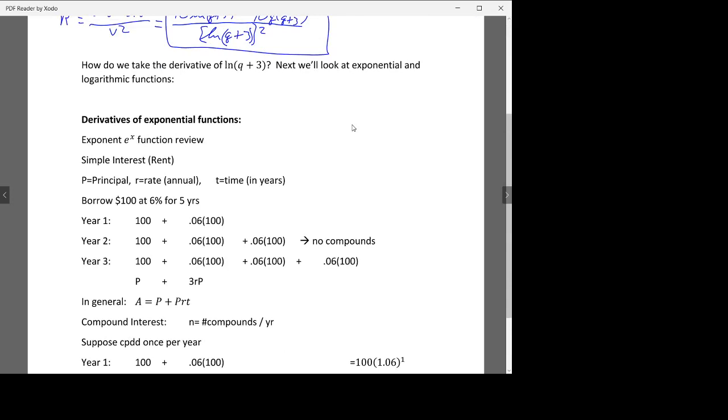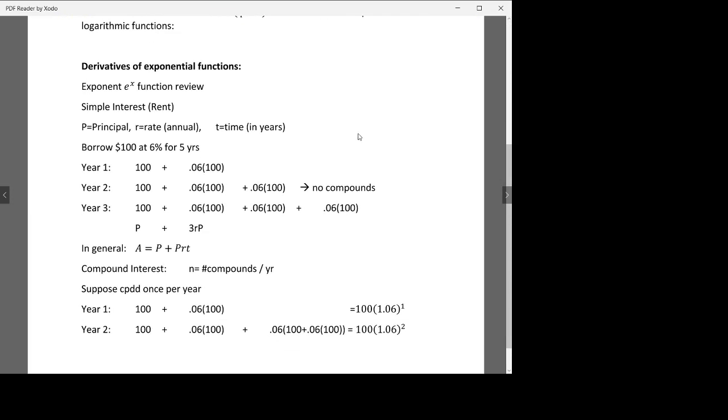All right, so let's look at some derivatives of exponential functions. And to really get into it, let's just review why you might use e for a financial application. So e to the x, remember simple interest. You've got principal, rate, and time. And if you want to borrow $100 at 6% for 5 years, simple interest. In year 1, you'd have your $100, and at the end of the year, you'd get your 6% of your $100.